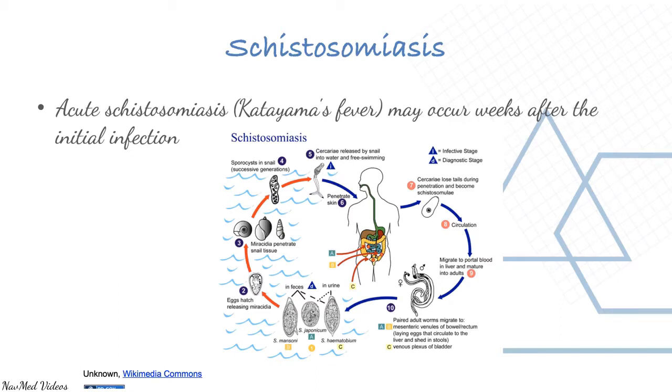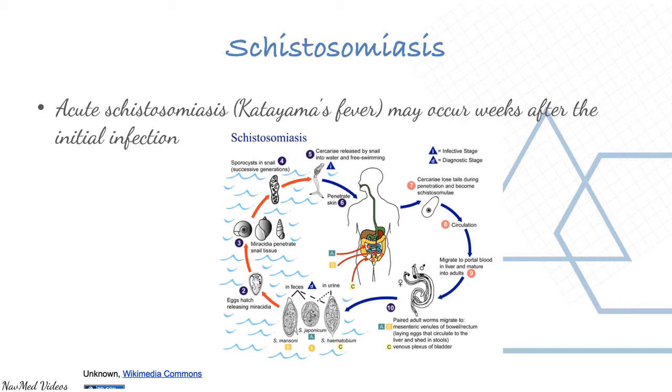Okay, so step 1: the larvae are in feces and in urine, and the eggs hatch and release miracidia. These miracidia penetrate the snail tissues. Then in the snail you have sporocysts. In the sporocysts you have cercariae released by the snail into the water, which are free swimming, which are taken by the humans and they penetrate the skin.